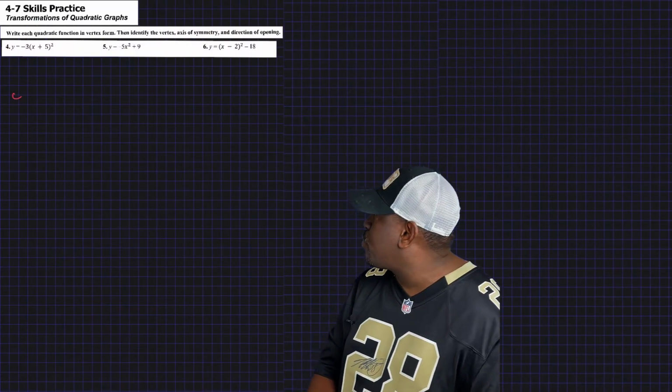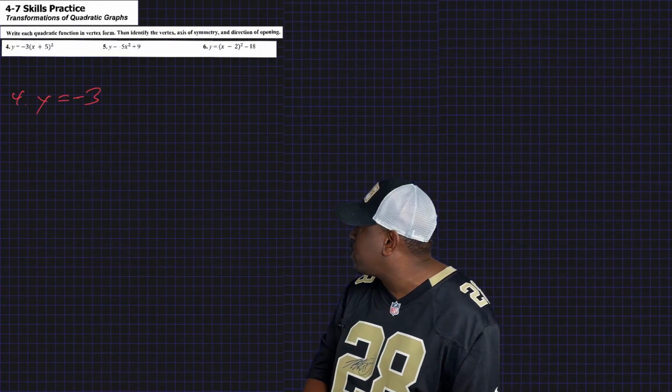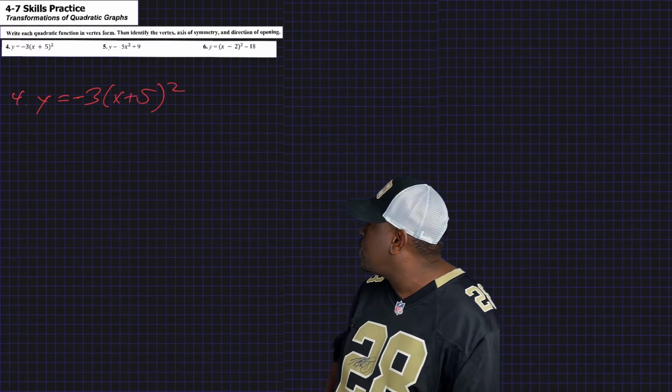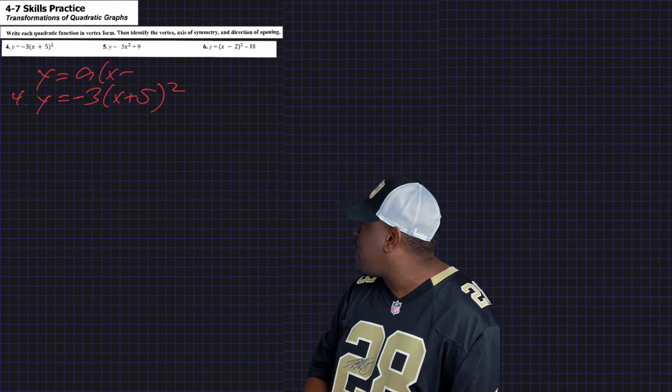So in the first group of problems, we're writing each quadratic function in vertex form. We're going to identify the vertex, axis of symmetry, and direction of opening. We're going to start with problem number 4. y equals -3 times (x plus 5) squared.